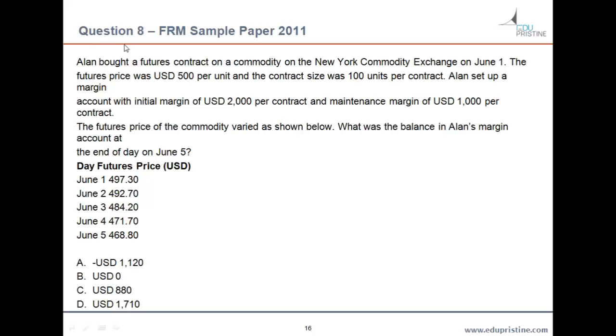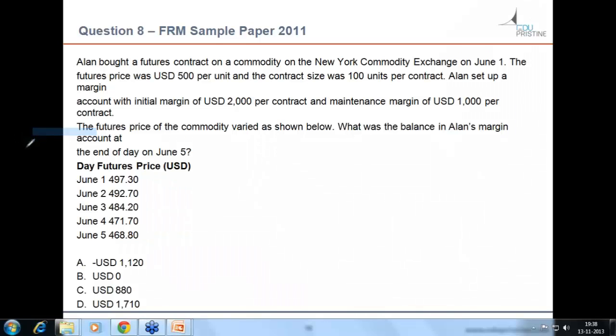Okay, there is one question here. It looks like a very lengthy question that takes a lot of your time. How do you solve it? First of all, read it fast. Alan has bought a futures contract on a commodity at the New York Commodity Exchange on June for the futures price. The first thing to know is he has bought a futures contract. The futures price was 500 USD per unit and the contract was 100 units per contract.